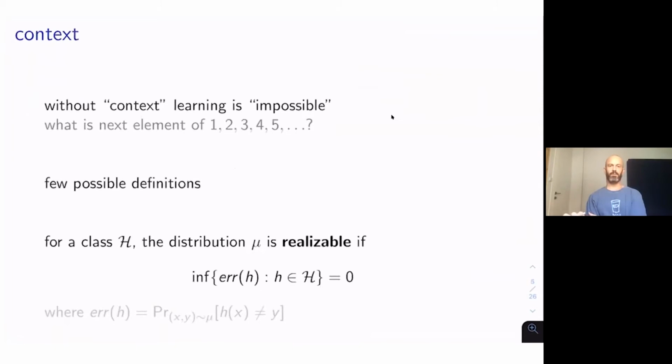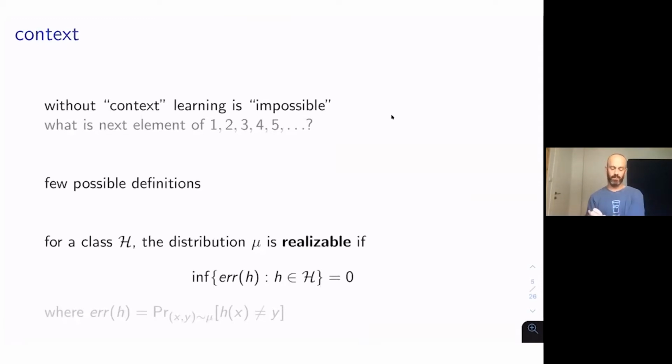But before I define PAC learning, I want to add one more layer to the discussion. So when we want to learn something, when we, as humans, the context is important. So for example, if somebody asks us, what is the next element in this sequence? Then the answer is 6, at least in my mind. And the reason is I have some context in my mind. I call it context.